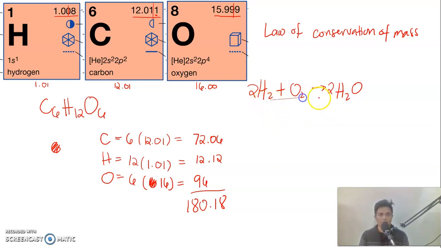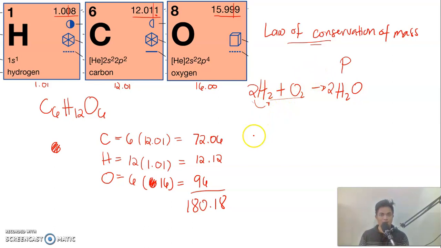If we have 2 times 2 for hydrogen molecule, on the product side, you need to have 4 as well. Okay? And since this is 2 oxygen, you're going to need 2 times 1, 2 oxygen. The law of conservation of mass is being followed here in stoichiometry and in balancing.